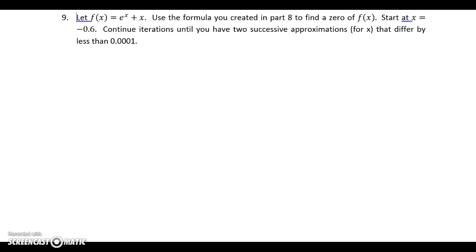Now that we've come up with our recursive formula, our next goal is to solve some problems using Newton's method. Our first problem has f of x equals x squared plus x, and we want to use the formula that we created to find the zeros of this function. It gives us a starting value of x equals negative 0.6, and we want to continue our iterations until we have two iterations in a row that differ by less than 0.0001.